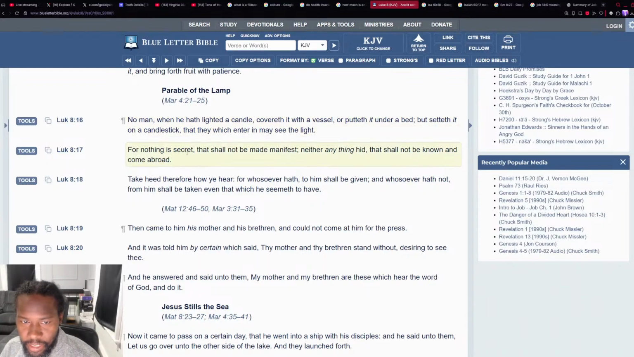For nothing is secret that shall not be made manifest, neither anything hid that shall not be known and come abroad. So the Lord's revealing everything. Take heed therefore how ye hear, for whosoever have, to him shall be given, and whosoever have not, from him shall be taken even that which he seemeth to have.